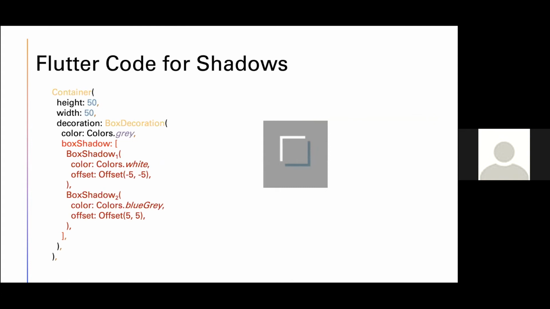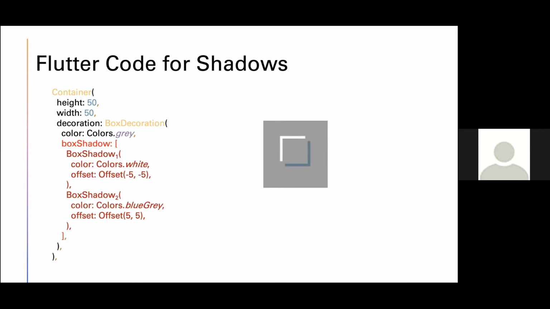But notice before I put the container, I put the property of the color in the container. However, now the color property is in the box decoration. When you're working with containers, if you contain a box decoration, you must put the color property inside of the box decoration or you'll have a compile time error.